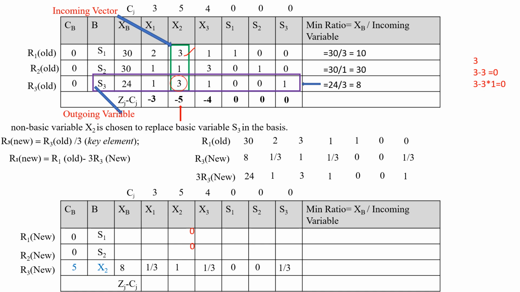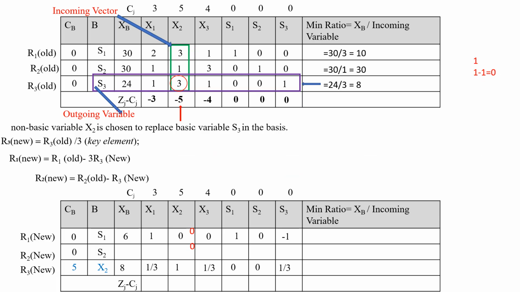Then the row operation is R1 old minus 3 R3 new, that is 30 minus 24, which becomes 6, 2 minus 1, which becomes 1, 3 minus 3, which is 0, 1 minus 1, which is 0, 1 minus 0, 1, 0 minus 0, 0, 0 minus 1, which is minus 1. So enter these values in the first row of the new simplex table.